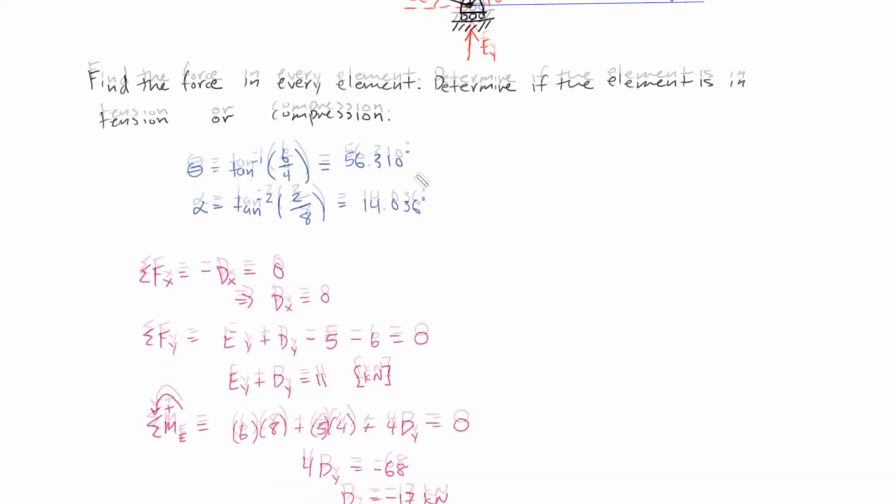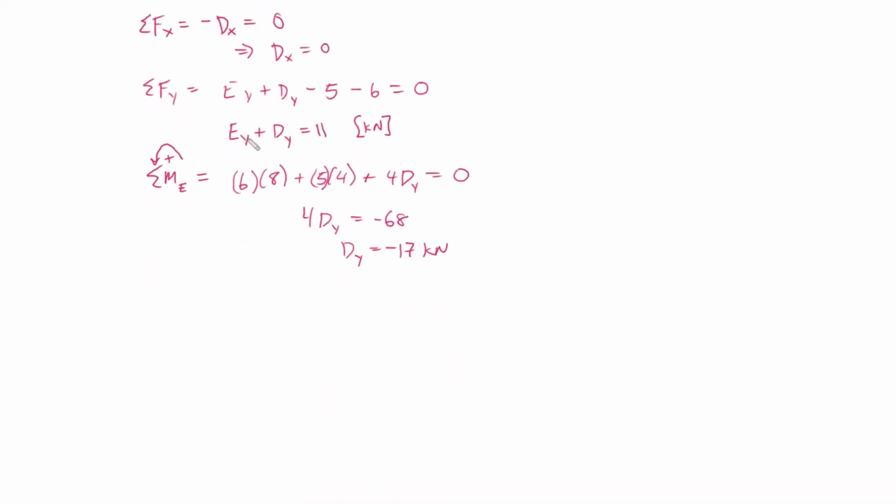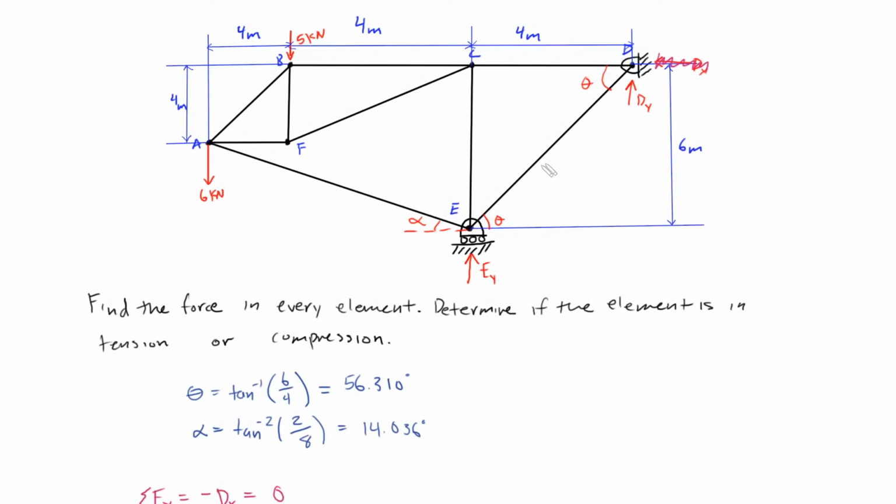So what we have now, we have negative 17 for dy, and we say that ey plus dy, so that'll be minus 17 equals 11. I'm using this equation right here, plugging dy into this equation, solving for ey. So what we get for ey is equal to 28 kilonewtons. So now we have the values for ey and dy, which are the reaction forces of the system, and we can use that later to actually solve this problem by using the method of joints.